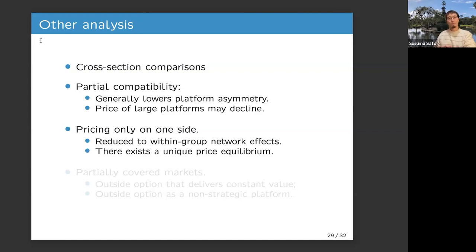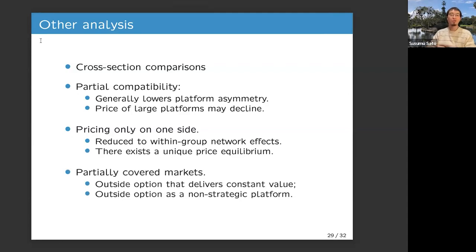Finally, we tried to relax the full coverage assumption to some extent by introducing partially covered markets. We discussed two ways. One is to introduce an outside option that delivers constant value, as done in many standard IO models. Another way is to consider the outside option as a non-strategic platform. So there are network effects in the choice of the outside option, but they are not strategic and they don't set prices. This non-strategic platform can be thought of as open source software or something like Wikipedia.